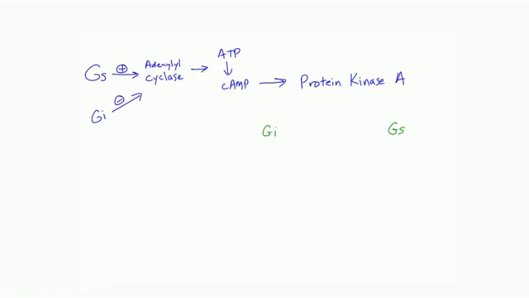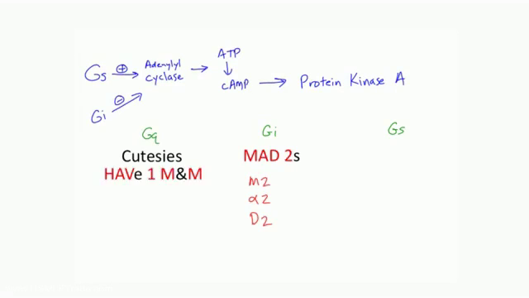Well, the mnemonic for the GI-linked receptors is the MAD2s. I think of inhibit and MAD as being negative words, so they kind of go together. So GI is the MAD2s. M in MAD is for M2, A is for alpha 2, and D is for the dopamine D2 receptors. So the MAD2s. So if you can remember those two mnemonics, cutesies have one M and M for GQ, and then the MAD2s for GI, then you can just know that the GS protein is the default, and all the other G protein receptors we listed are going to use the GS mechanism.